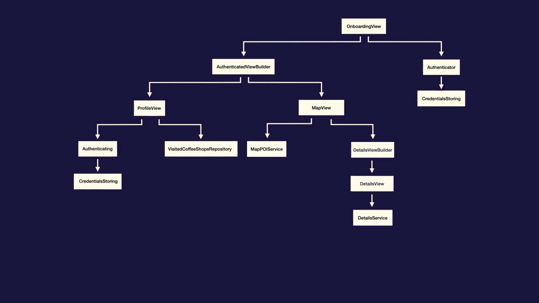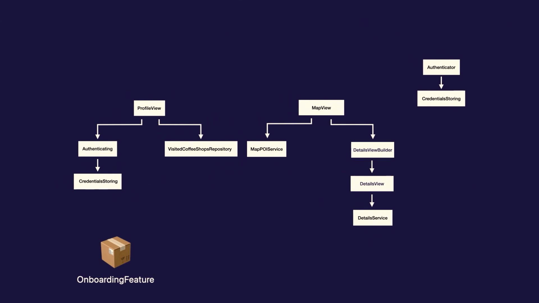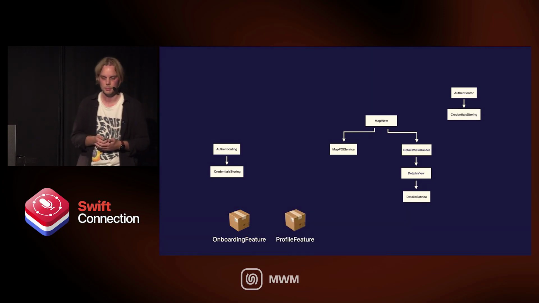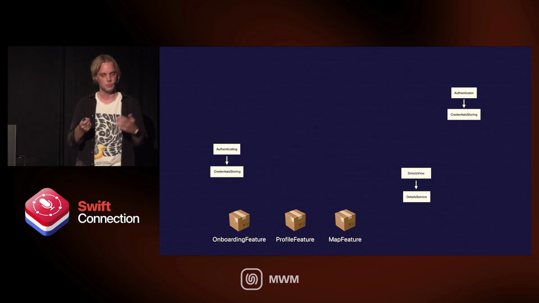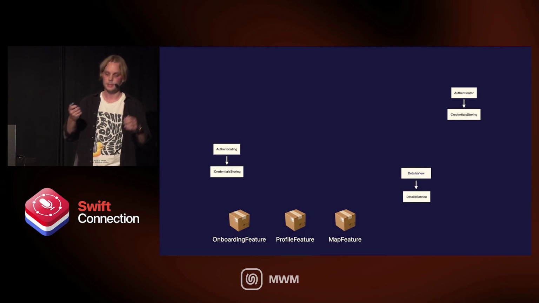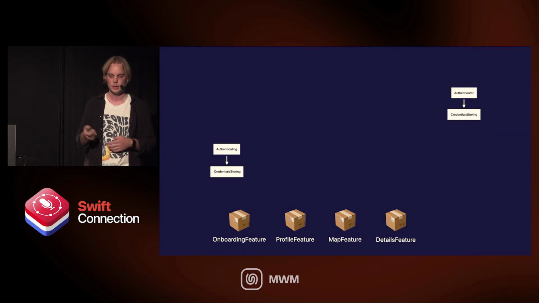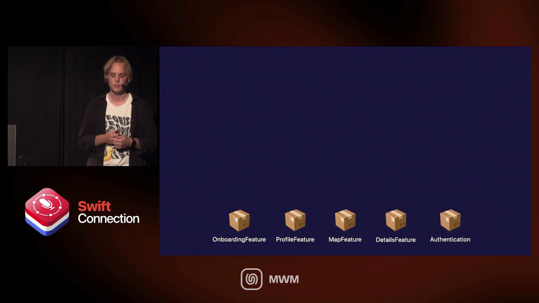And because we have loose coupling in our code base, because we have these abstractions in place, and because we use initializer injection, it becomes quite trivial to move our code into these packages. So I'll take all the components related to the onboarding feature in my app and put them into the onboarding feature package. I'll take everything related to the profile and put it in the profile feature package. I'll take everything related to the map, put it in the map feature package. And I'll take everything related to the details and put it in a details feature package. These are my feature packages. Now, something remains here, and that's everything related to the authentication. But I'll put that in an authentication package.